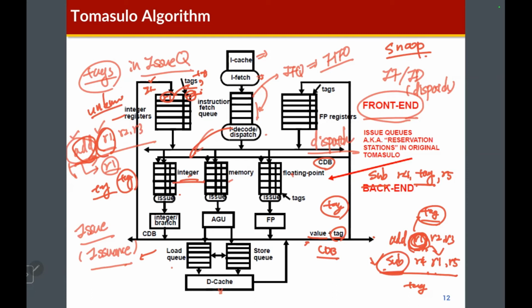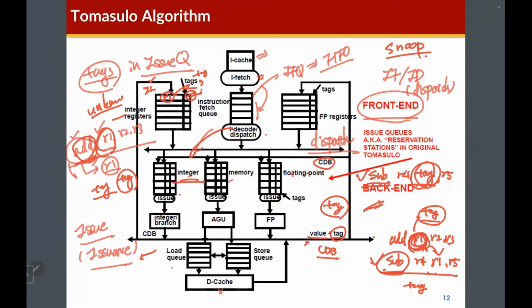If the same tag is found in the issue queue, like some instruction has the tag number here, oh, same tag is found, then this data is delivered to the sub instruction in this issue queue. Also, the value is delivered to the register file. That's how out of order execution is supported by the Tomasulo algorithm.